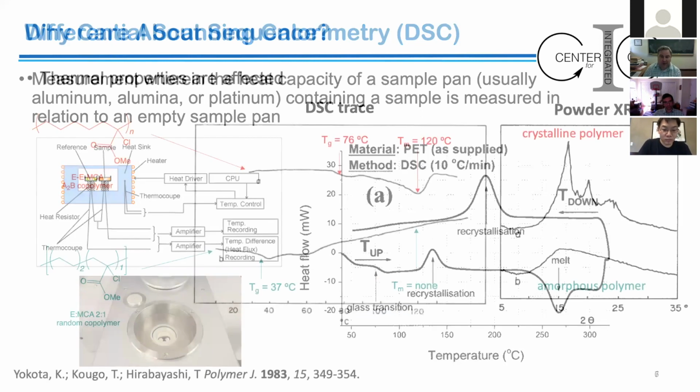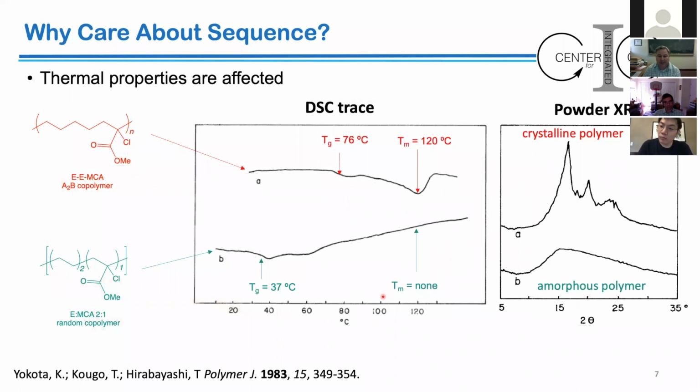So if we go back to our polymer, you'll see that the alternating copolymer here has very different thermal properties than the random copolymer. Namely, we have a very high Tg, a Tg of 76 compared to 37 for the random copolymer. And also there's a melting point for the alternating copolymer that doesn't exist with the random copolymer. As a result, you can see in the powder X-ray diffraction that the crystalline polymer is the one from the alternating copolymer, whereas an amorphous polymer is produced from the random copolymer.